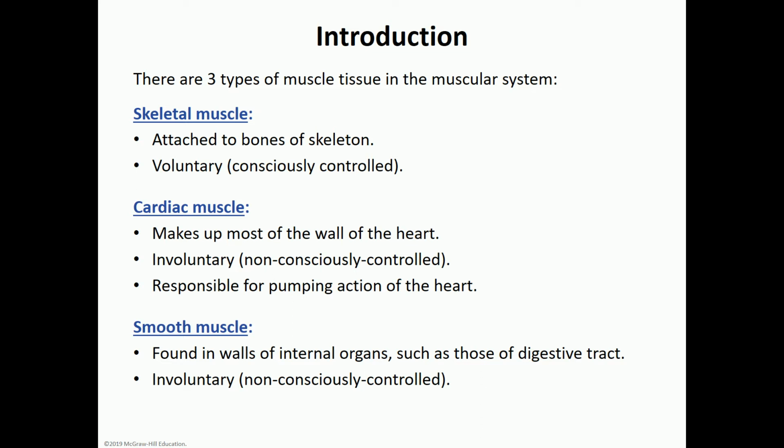Smooth muscle fibers are also involuntary. They are not consciously controlled. Those are found in the walls of the internal organs, for example, in the esophagus, in the small intestine, in the large intestine, and so on. Again, these muscles work automatically and without any input from us, at least on a conscious level.